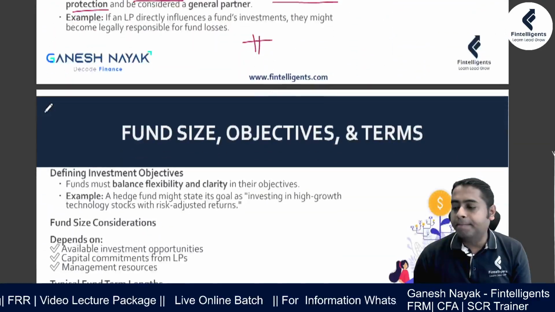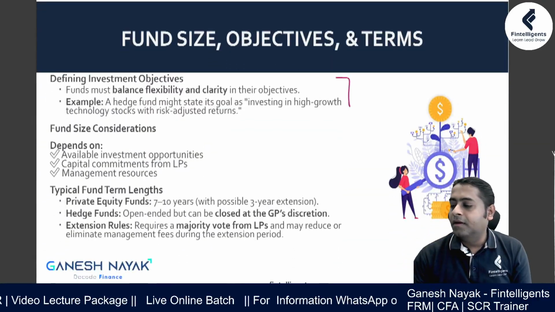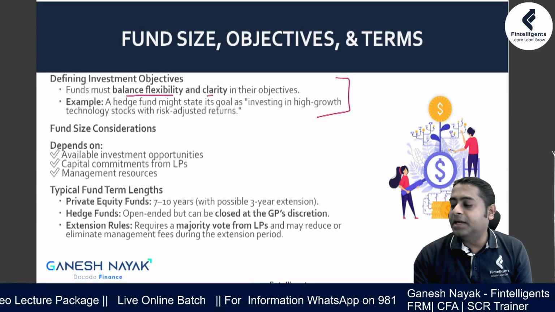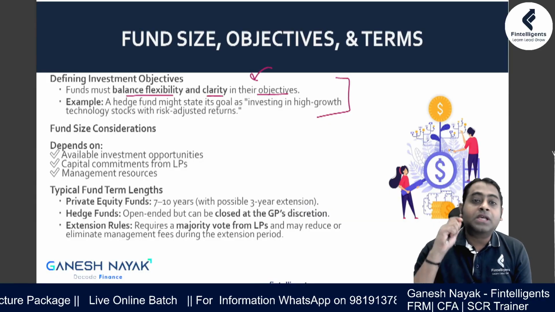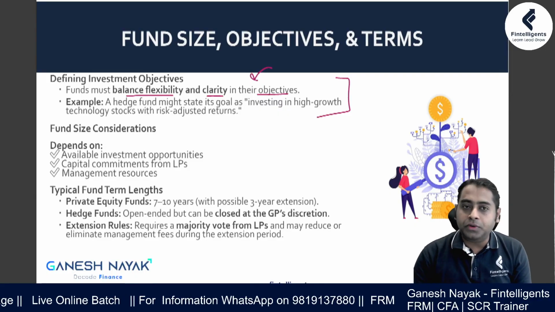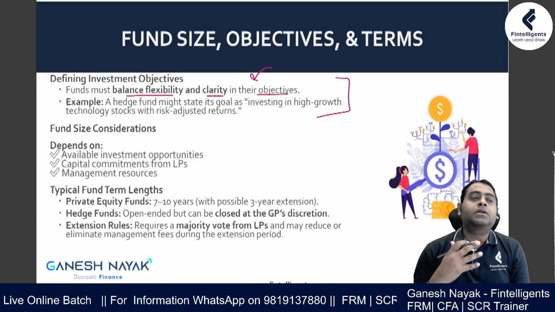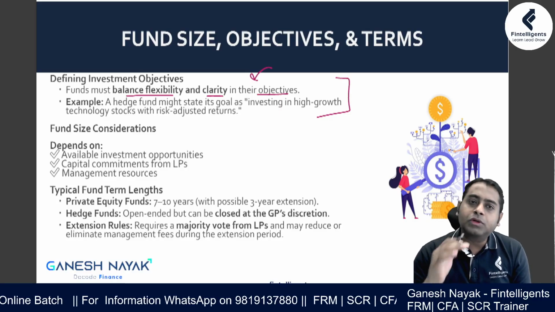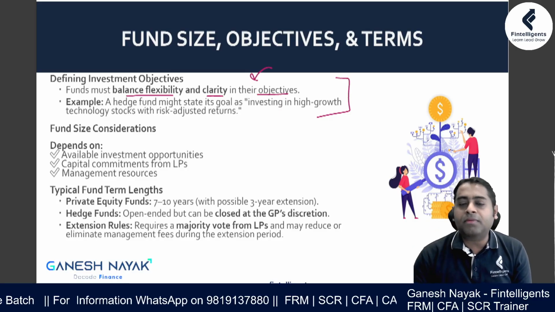Let us move forward. The fund must balance flexibility and clarity in its objective. That means how I'm going to invest and what strategy I'm going to use. For example, you are using a long-term investing strategy where you buy the company and wait, the way Warren Buffett does, right?